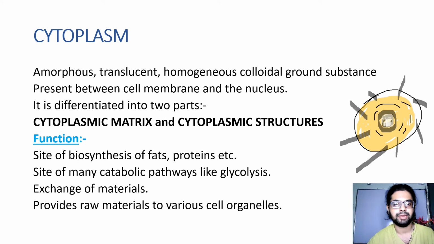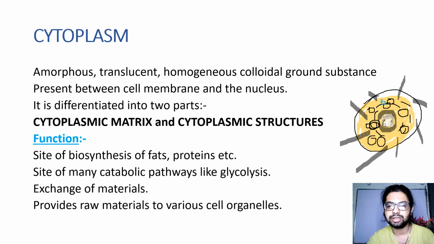Cytoplasm is again differentiated into two parts: cytoplasmic matrix and cytoplasmic structures. So this jelly-like substance is the cytoplasmic matrix, and embedded in it there are cytoplasmic structures. These structures, which are present in the cytoplasm, can either be living or non-living. Living structures are called cytoplasmic organelles, and non-living structures are called cytoplasmic inclusions.